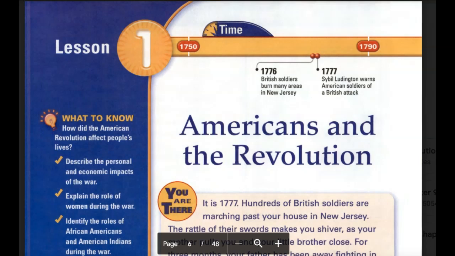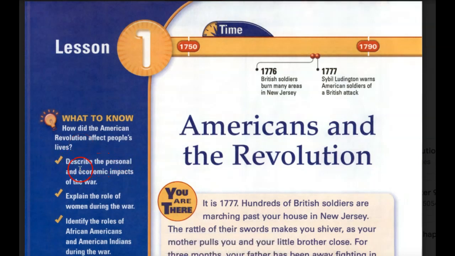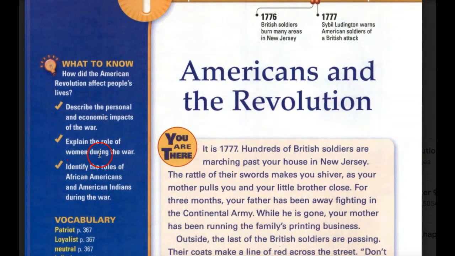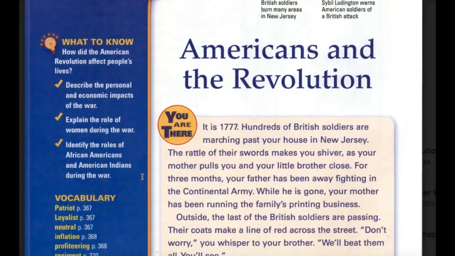Chapter 9, Lesson 1, Americans and the Revolution. What to know? How did the American Revolution affect people's lives? Describe the personal and economic impacts of the war. Explain the role of women during the war. Identify the roles of African Americans and American Indians during the war.